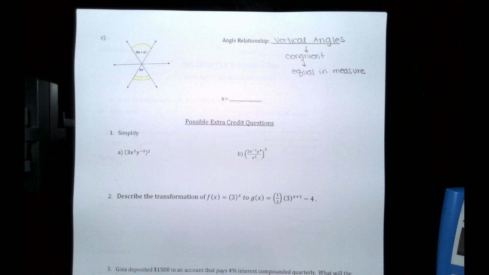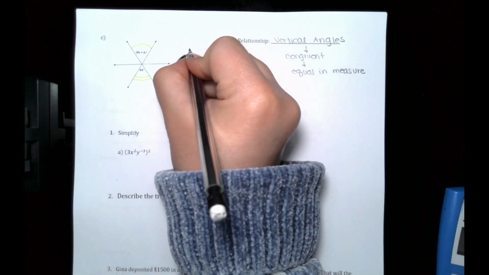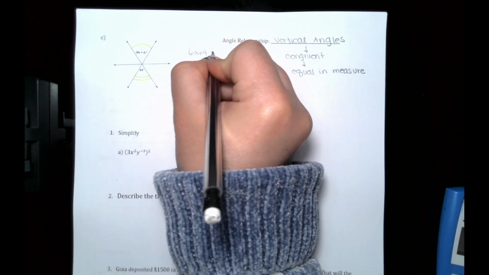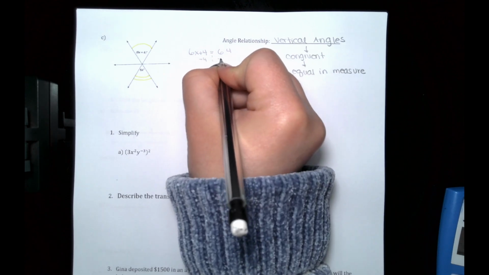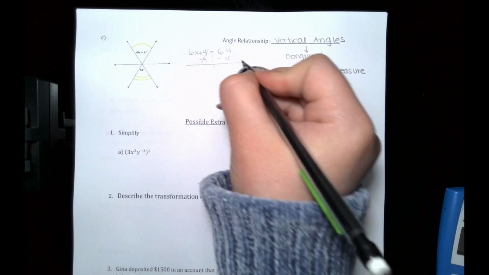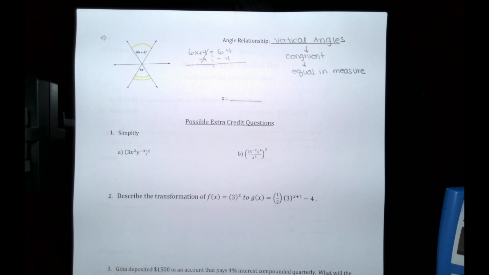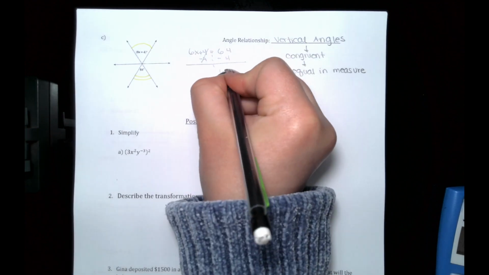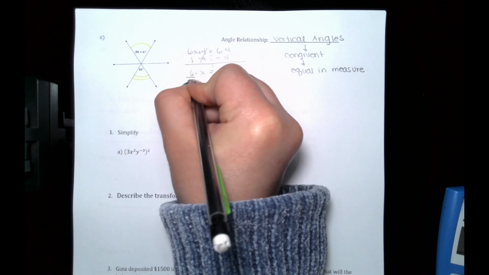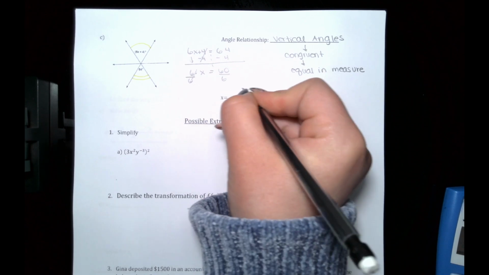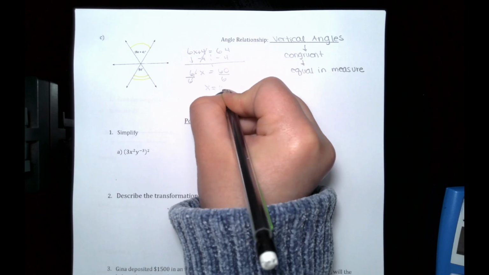Now, since they are equal in measure, you're going to set them equal to each other. 6x plus 4 is equal to 64. Dotted line, subtract 4, and we're pretty much done. Vertical angles are congruent angles. They are equal to each other, so we are going to set them equal to each other and solve. Bring down the 6 times x. Divide by 6, divide by 6. X is then equal to 10.